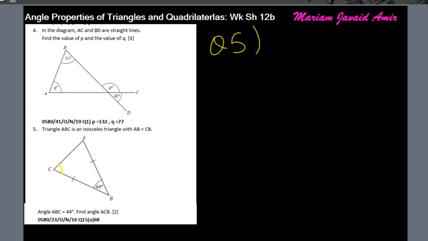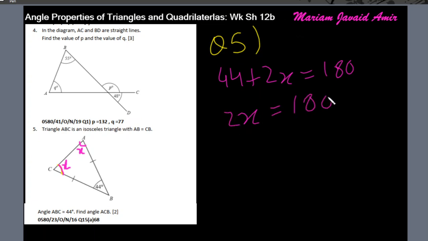In an isosceles triangle, two sides are equal in length and two angles are equal. So these two angles would be equal because they're opposite the two equal sides. So we can use the formula that the sum of all angles in a triangle equals 180, and this should give 2x equals 180 minus 44, and then 136 divided by 2, which is 68.